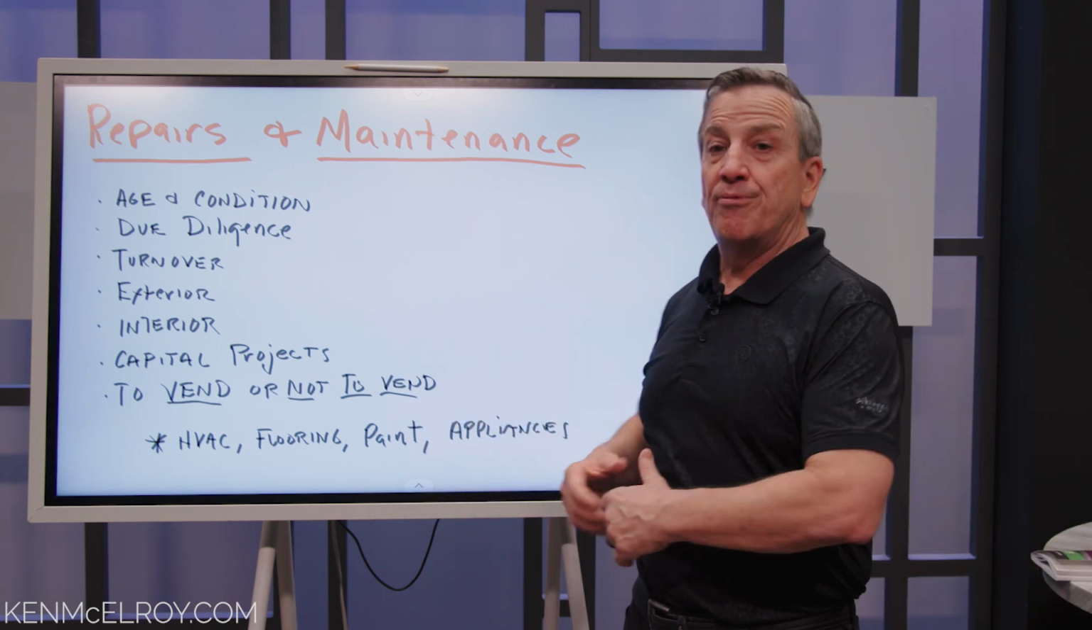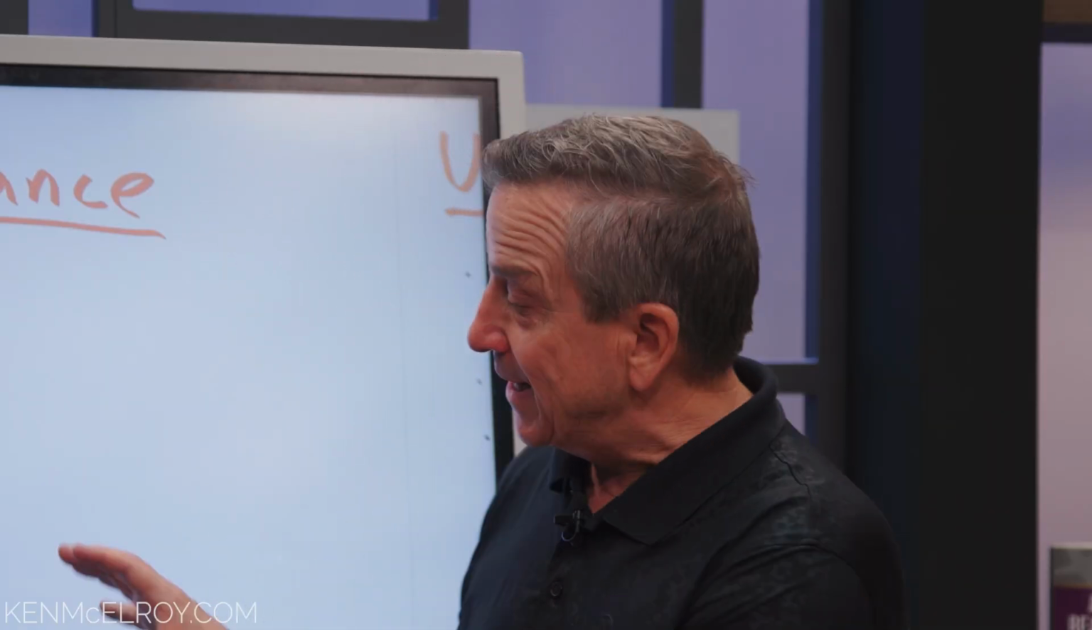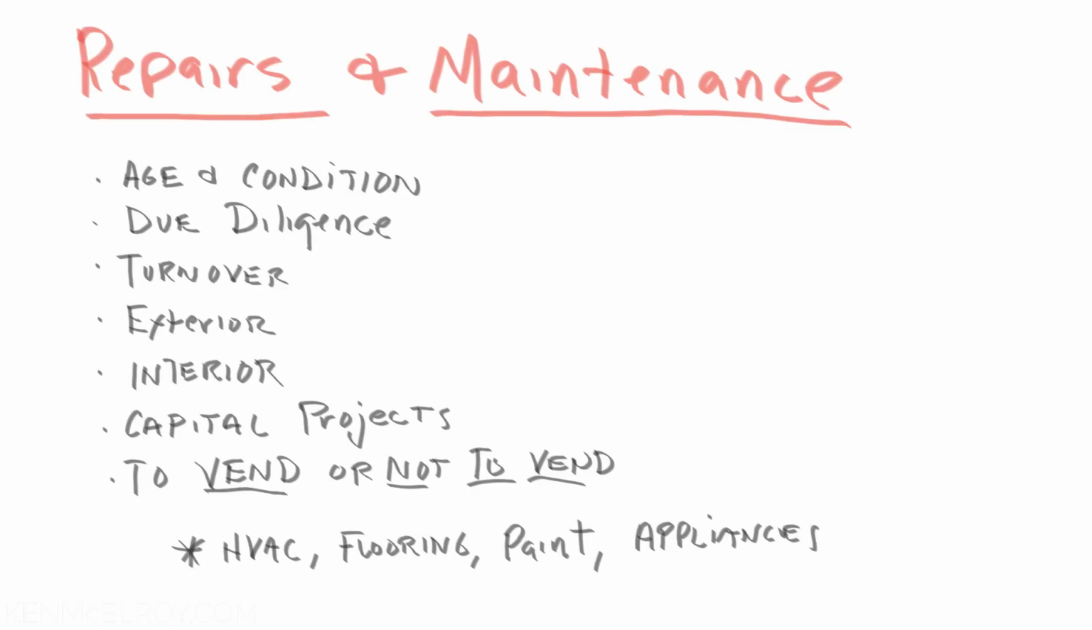So do you vend paint? Do you vend interior turnover? All those kinds of things can be vended and can be done by a third party. These costs are going to be more money. In my experience, the stuff we try not to vend are the HVACs, or heating, ventilation, air conditioning, flooring, paint, and appliances. These are things that you can buy readily and have the maintenance people put in for you.